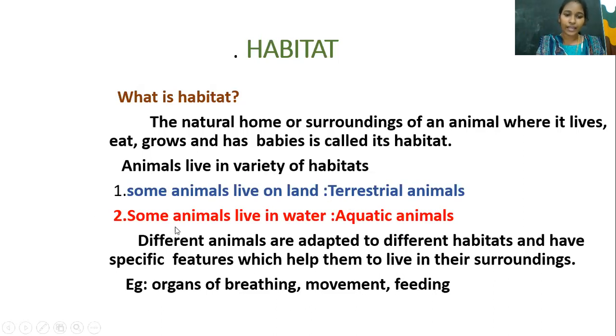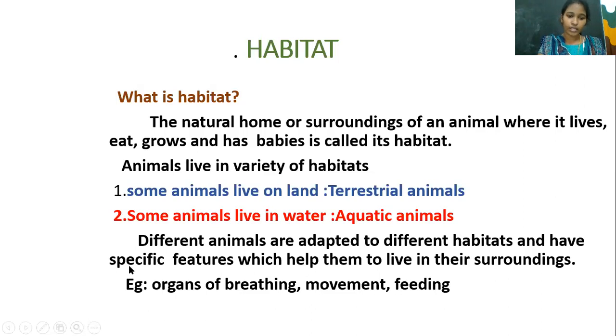Second, some animals live in water. Those animals are called aquatic animals. These are some examples. So different animals are adapted to different habitats. They have specific features which help them to live in their surroundings.